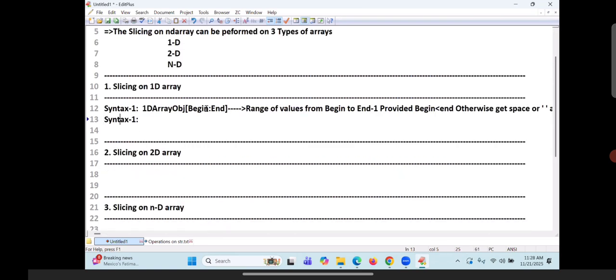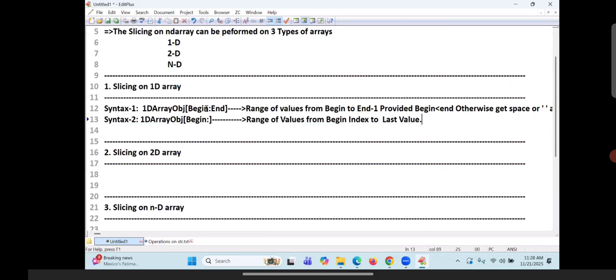Syntax number 2. One syntax I will go and I will leave it. But don't think that the same syntax everybody will use. There are multiple options available. Right? So coming to the point of it, here it is going to be begin, and I am not mentioning what? End. So from begin index up to last it will take. So here I am going to write it, students. Takes range of values from begin index to what value? Last value.